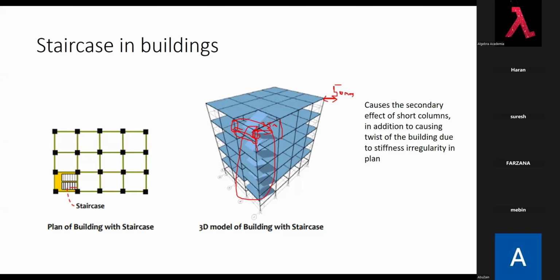This is called a dog leg staircase. To provide this, we need to avoid touching the column. We need to think about the case called stiffness irregularity. OGS building we already discussed.